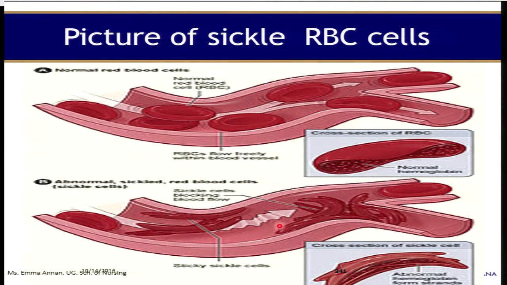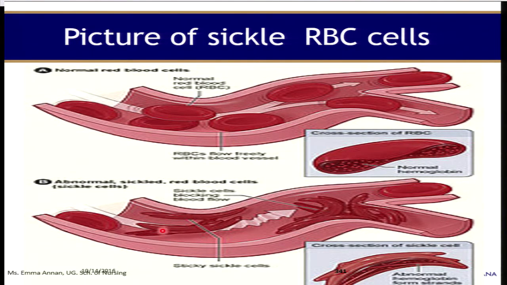So let's see what usually happens in sickle cell disease or anemia. It's an inherited disease of the red blood cells that affects the hemoglobin. Insufficient oxygen causes the cell to assume a sickle shape rather than a normal one. So if there is insufficient oxygen, the cell is going to assume this shape.